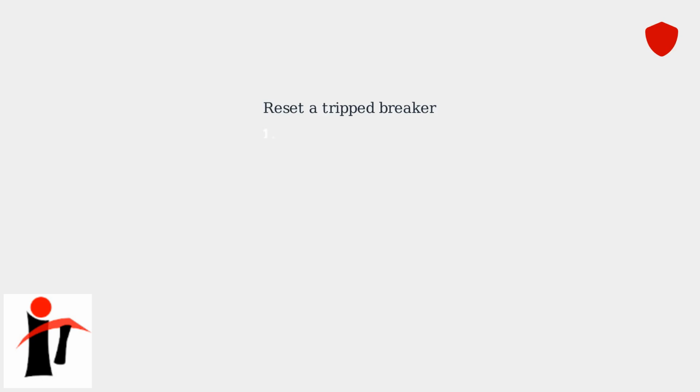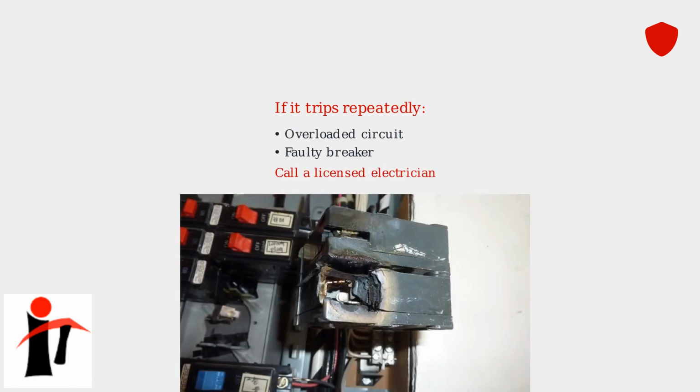If the breaker is tripped, reset it by first switching it fully to the off position, then back to on. This clears the trip mechanism. If the breaker trips repeatedly, it could indicate an overloaded circuit or a faulty breaker itself. In this case, stop using it and consult a licensed electrician for professional assistance to avoid safety risks.